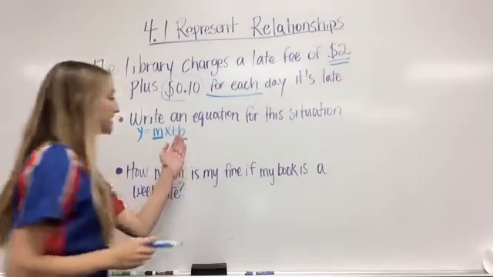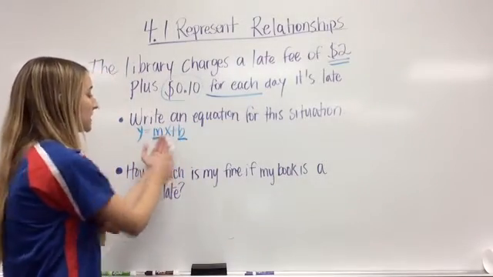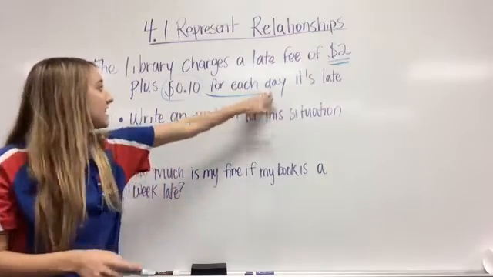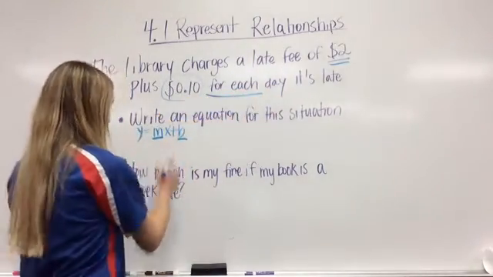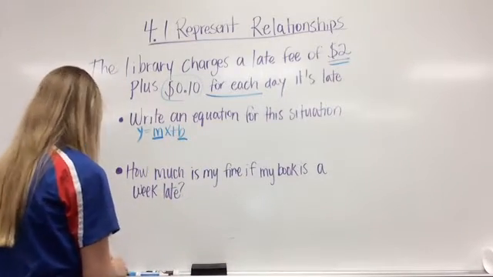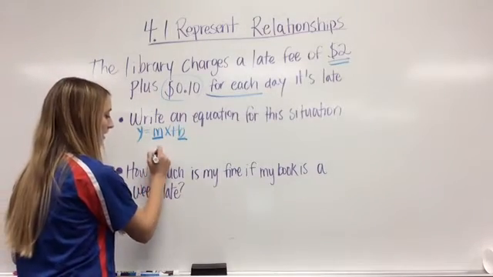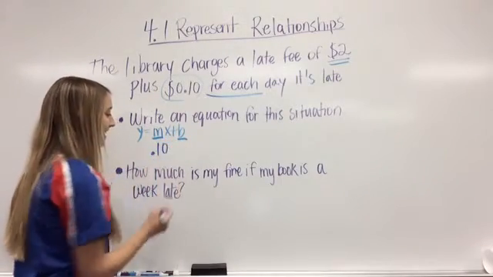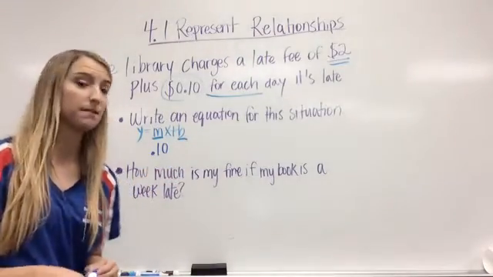Remember, our y-intercept stands alone, and our slope is being multiplied by something. In this case, x stands for days, so it's 10 cents for each day that it's late. So our slope is in fact 10 cents. I'm going to write it as 0.10 because we're dealing with money.